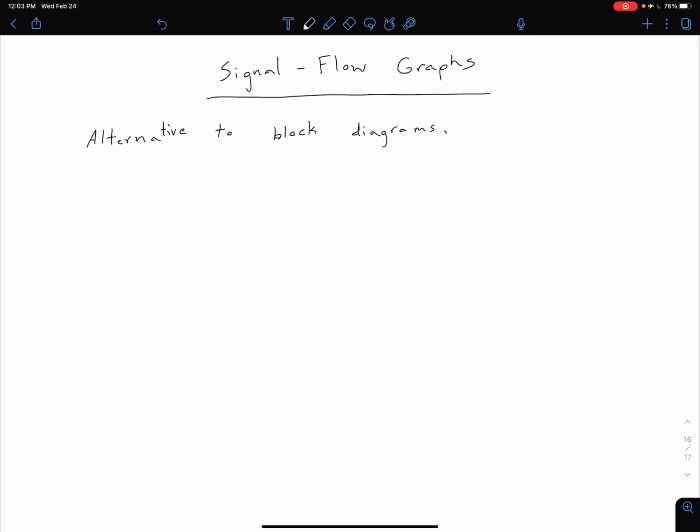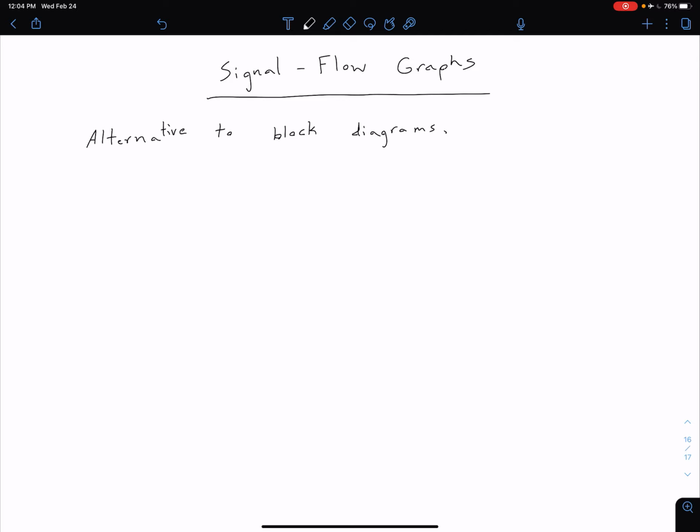We're now going to look at the second method that we have to represent systems, which is signal flow graphs. Remember, previously we had said typically signal flow graphs are going to be used for state space analysis, whereas our block diagrams are used for frequency domain analysis. However, we can use either technique in either domain. So again, signal flow graphs are just providing us an alternative to using block diagrams.